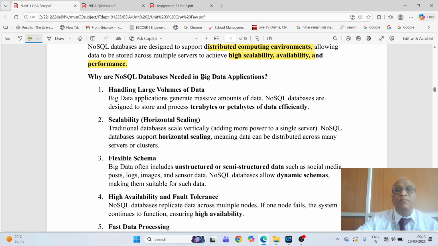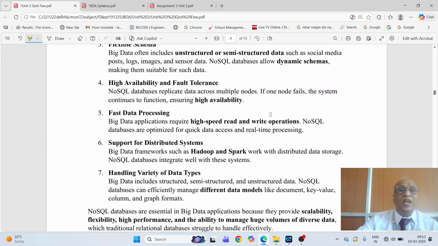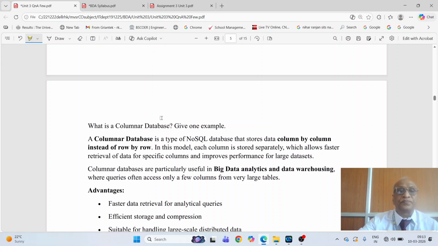NoSQL databases are required in big data applications because they have to handle large volumes of data, that is terabytes or petabytes of data. Horizontal scaling is required, meaning data is distributed across many servers or clusters. Flexible schema is supported, which is a dynamic schema. High availability and fault tolerance is there. Fast data processing is there. Support for distributed ecosystem is there. We can handle these different types of data.